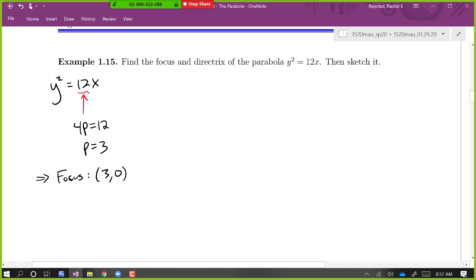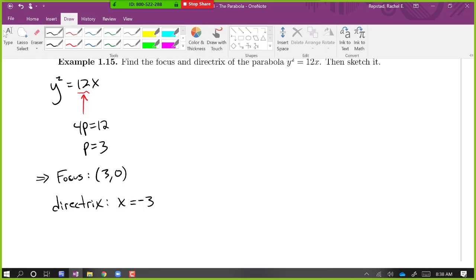And the directrix is always a line. So sometimes people say the directrix is -3. Really, the directrix is the line x equals -3. So if a parabola is oriented horizontally, the directrix is a vertical line, and we know that those have the equation x equals some constant. And they ask us to sketch it.